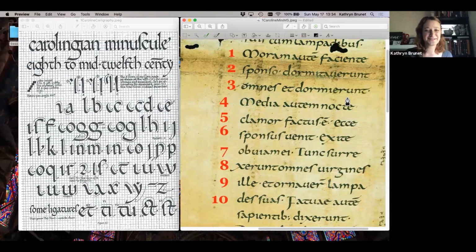Okay. Take a deep breath. You have officially transcribed your first medieval document. Good job. I hope everybody's feeling good. All right, so now we're going to move on to the second document for this session.